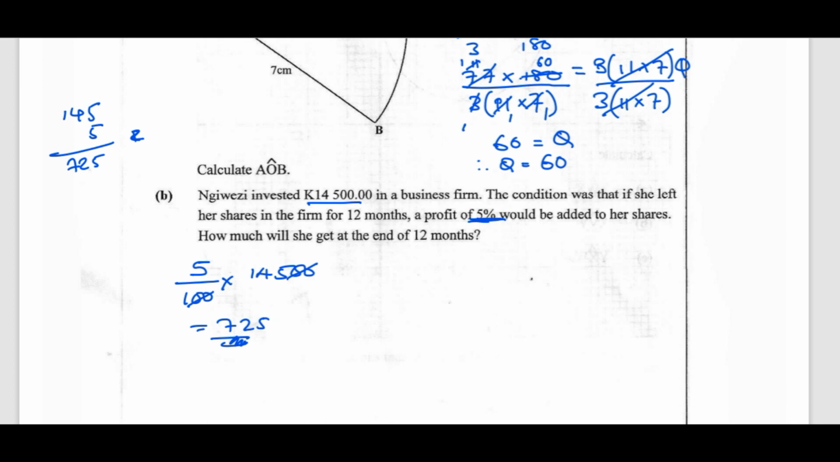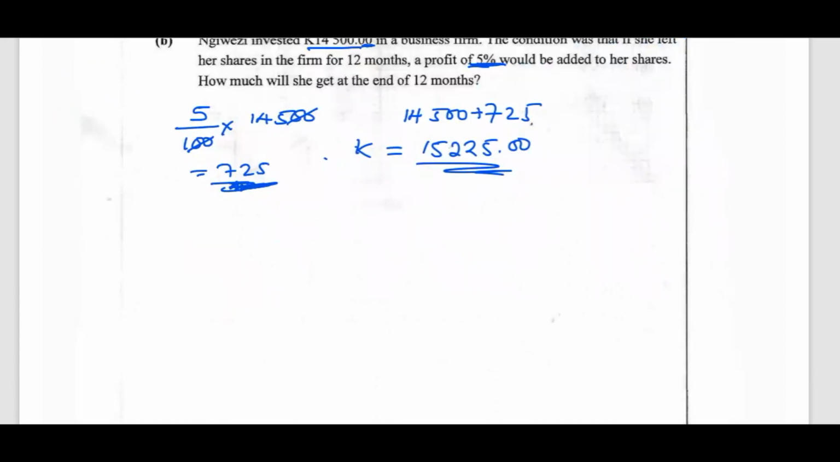So we can say 14,500 plus this amount, which is 725. So what are we going to have when we add? So when we add, you're going to have 2, then 5, and then the zeros which were added earlier. So this is the money that you will have at the end of the 12 months. So we can move.